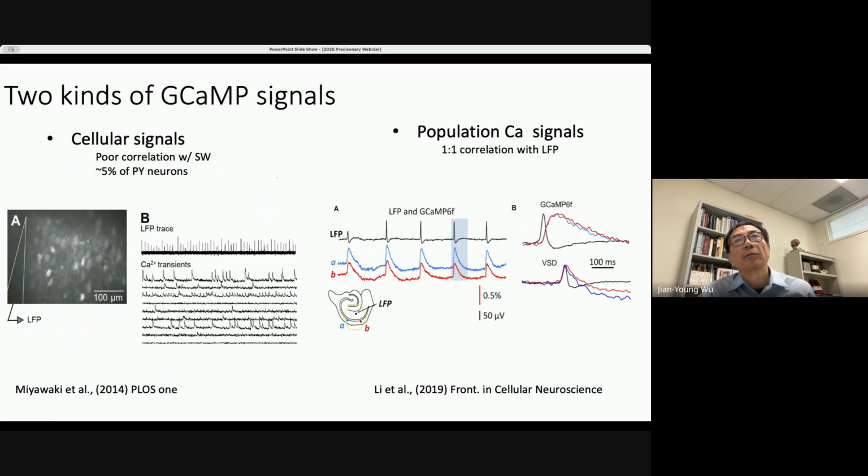There's another population calcium signal, which has a one-to-one correlation with the field potential. Those are population calcium signals on the right. So you can see the blue trace, and the red trace are calcium signals from two spots. And they are correlated pretty well with the field potentials. And if you look at the scale bar, those are pretty small signals.